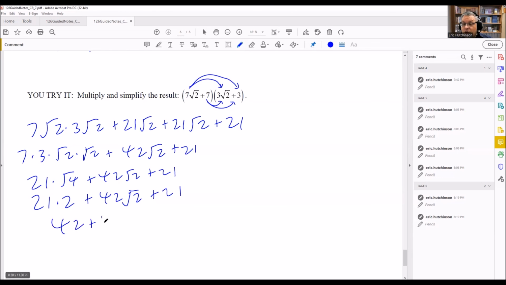So 42 plus 42 radical 2 plus 21. Now 42 and 21, those are like terms, so we can add those together. 42 and 21 is 63. So we get 63 plus 42 radical 2. That would be as far as we can go now because there are no more like terms for that. One has a radical and one doesn't. So that would be as far as you can go.